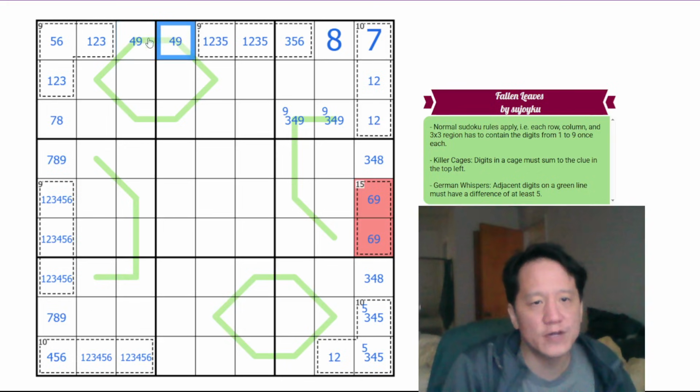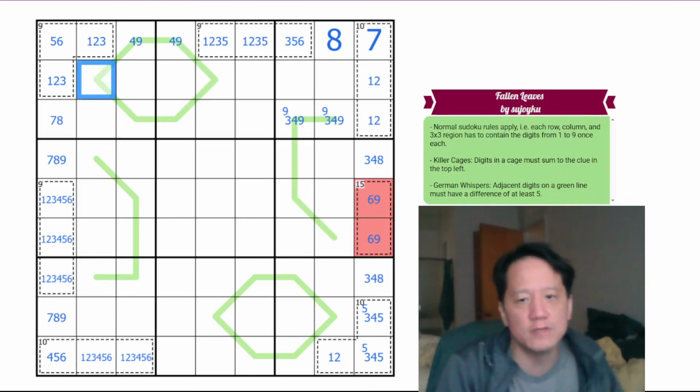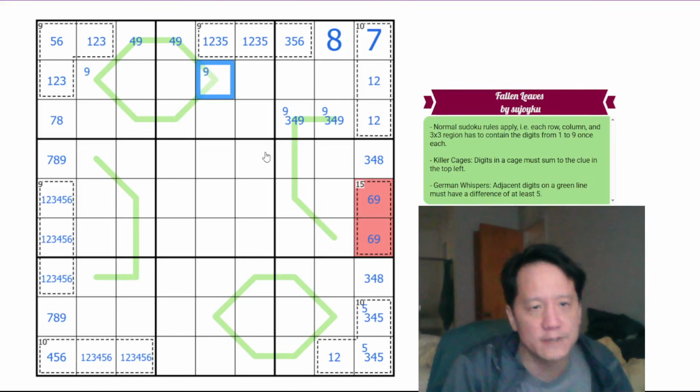The 4 that's on this Whisper 5 line has to be next to 2 9s. So if this is 4, both of these are 9. So you're guaranteed one of these two digits is a 9.